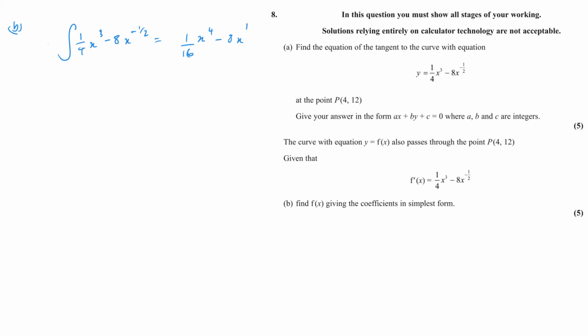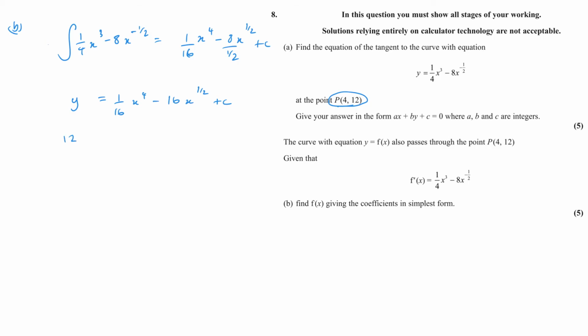Add 1 to the power, so it becomes a half, divide by that new power, and then plus c. So I get 1 over 16x to the power 4 minus, now 8 divided by a half is the same as 8 times 2, so 16x to the half plus c. Now since this point is a point on the line, so this is now my y equals, then I can find out what c is.